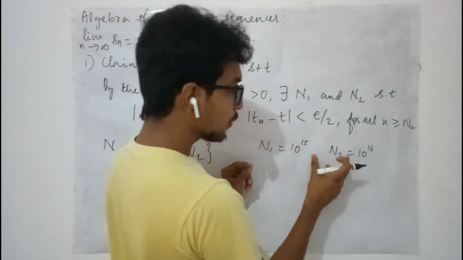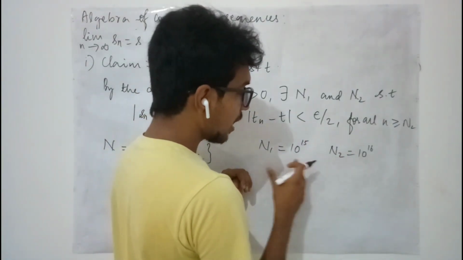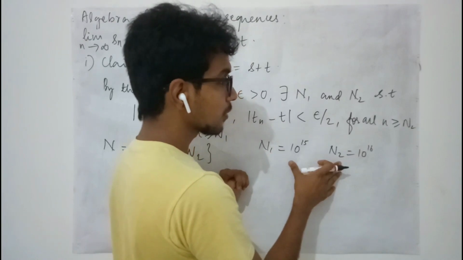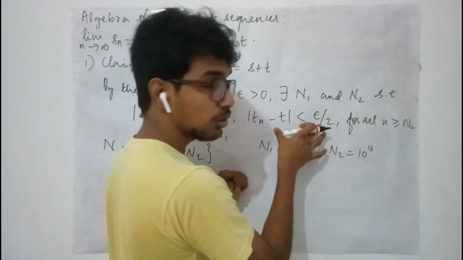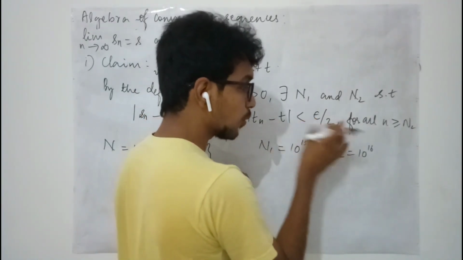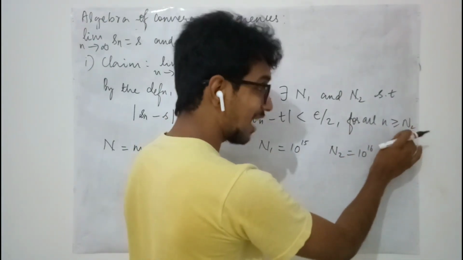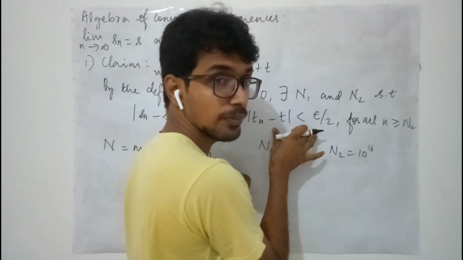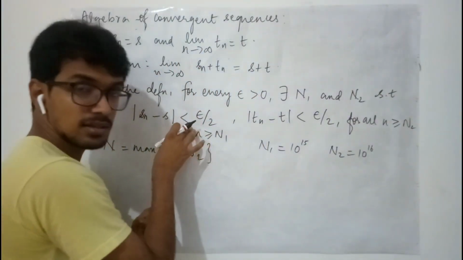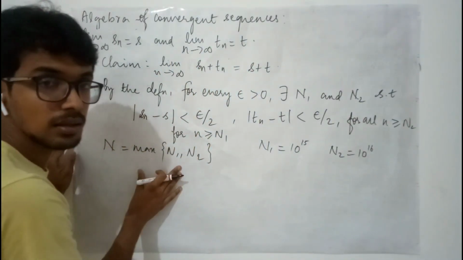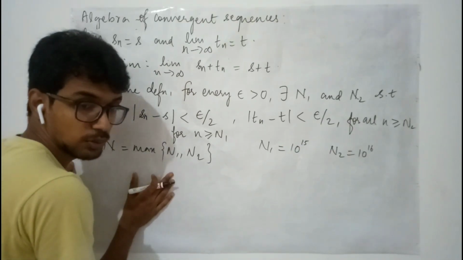But if you see in the range between these two values, you will notice that this will not hold true, because this is true only if n is bigger than or equal to n2, which means only after this stage is this going to be true. After this stage, this is also true. That is why we are taking n to be the maximum of these two.